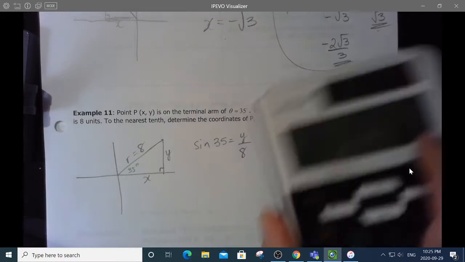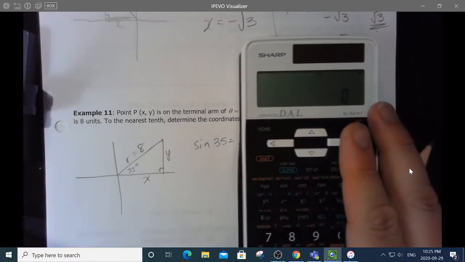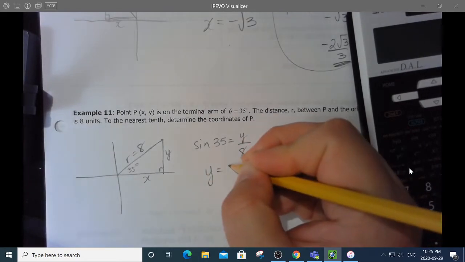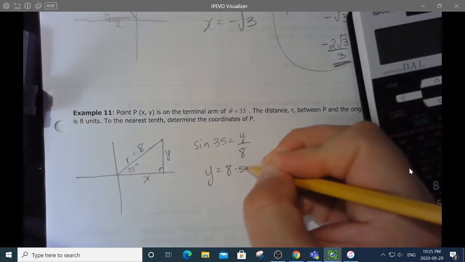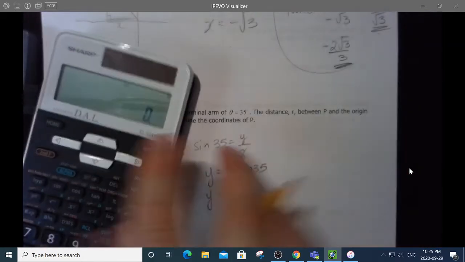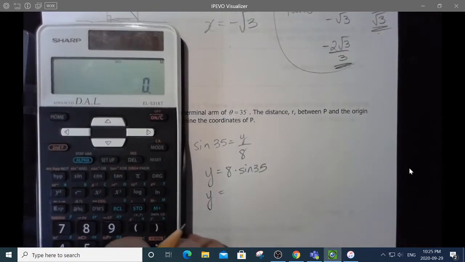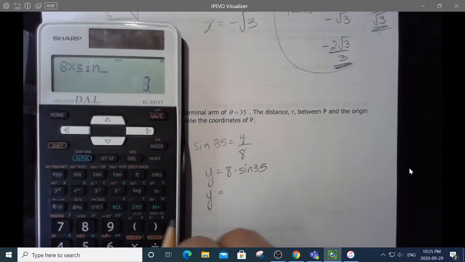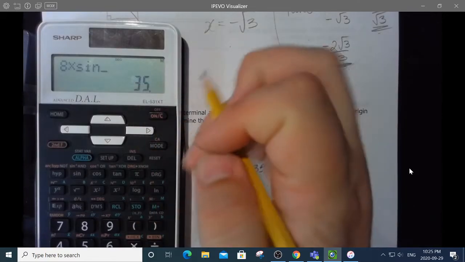Okay, calculator, you can come back now. We need you. What is the sine of 35? Actually, let's rearrange that first. I like punching all my buttons at once. Y is equal to 8 times the sine of 35. I'm sure this is the way most of you learned how to do trig in grade 10. So let's see. Let's punch that in the calculator. Y is equal to 8 times the sine of 35. And always make sure you're in degrees, right? Dig it.